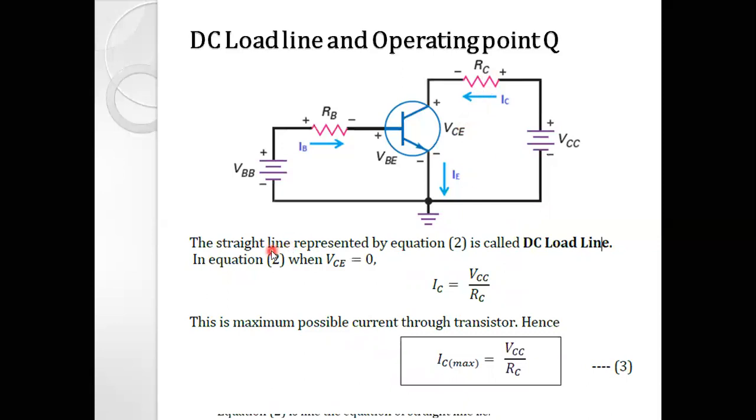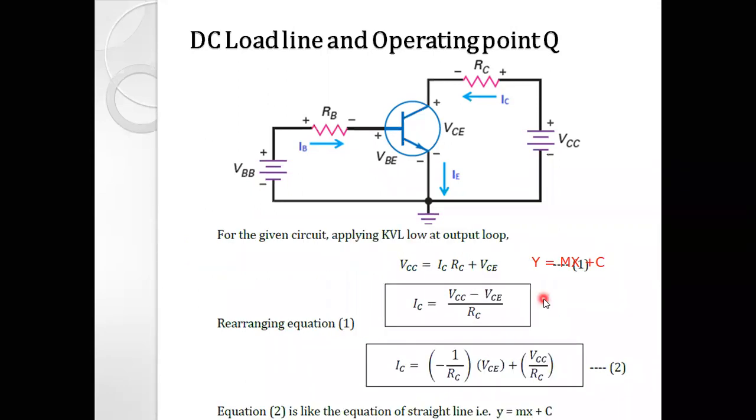So the equation number 2, which is in the previous slide, represents a straight line, right? So what is a straight line? A straight line is nothing but the line of equation y is equal to mx plus c. So if I compare this equation number 2, then what is y? y is nothing but IC. So IC is on the y-axis in the output characteristic.